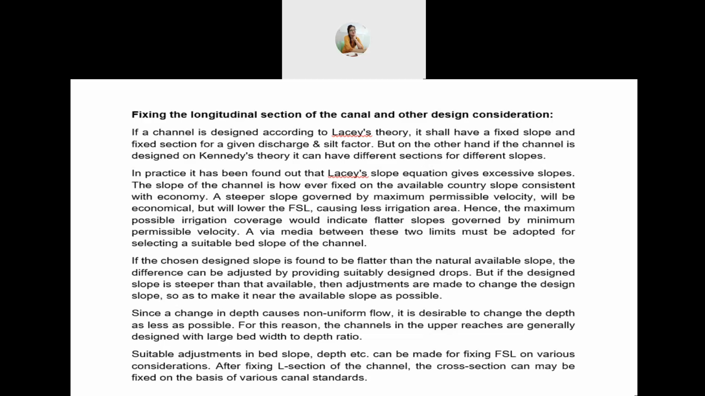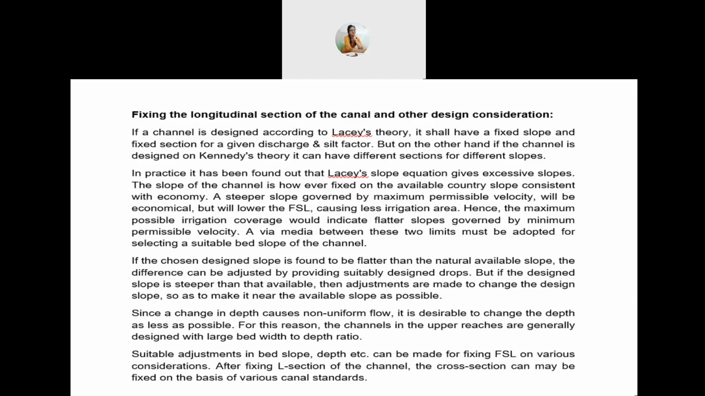If a channel is designed according to Lacey's theory, it shall have a fixed slope and fixed section for a given discharge and silt factor. On the other hand, if the channel is designed on Kennedy's theory, it can have different sections for different slopes. In practice, it has been found that Lacey's slope equation gives excessive slopes. The slope of the channel is, however, fixed on the available country slope consistent with economy.